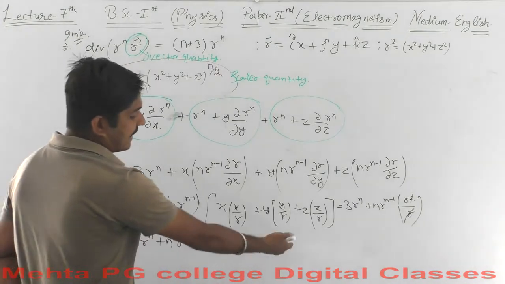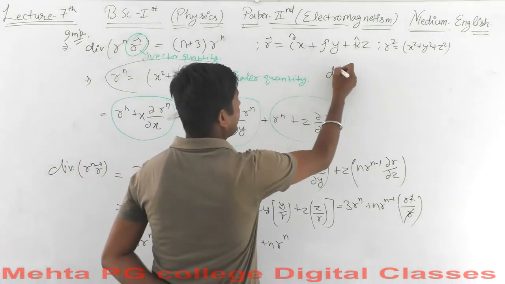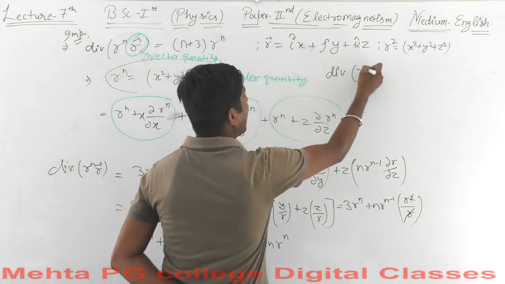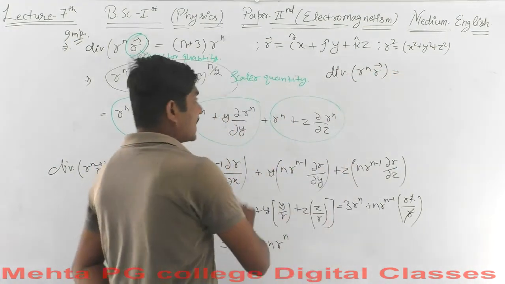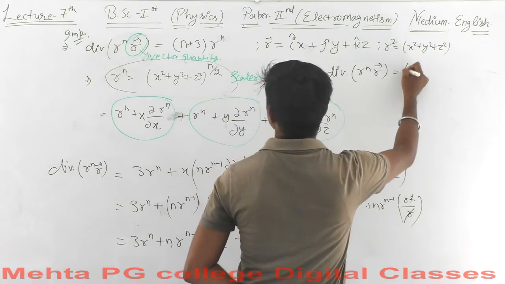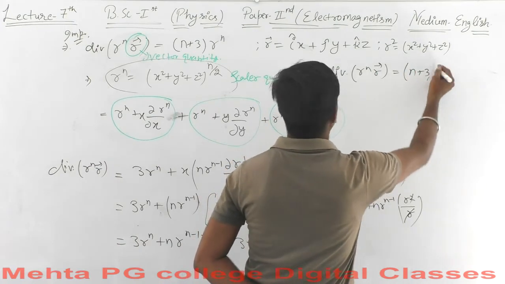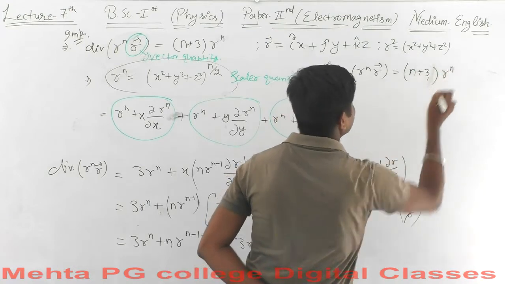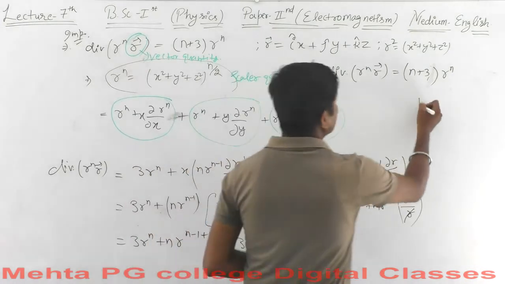Again, r raised to power n can be taken common outside. So the divergence of r raised to power n times the r vector will be equal to, taking r raised to power n common outside, n plus 3 times r raised to power n. So this is what we were supposed to prove, and we have proved it here.